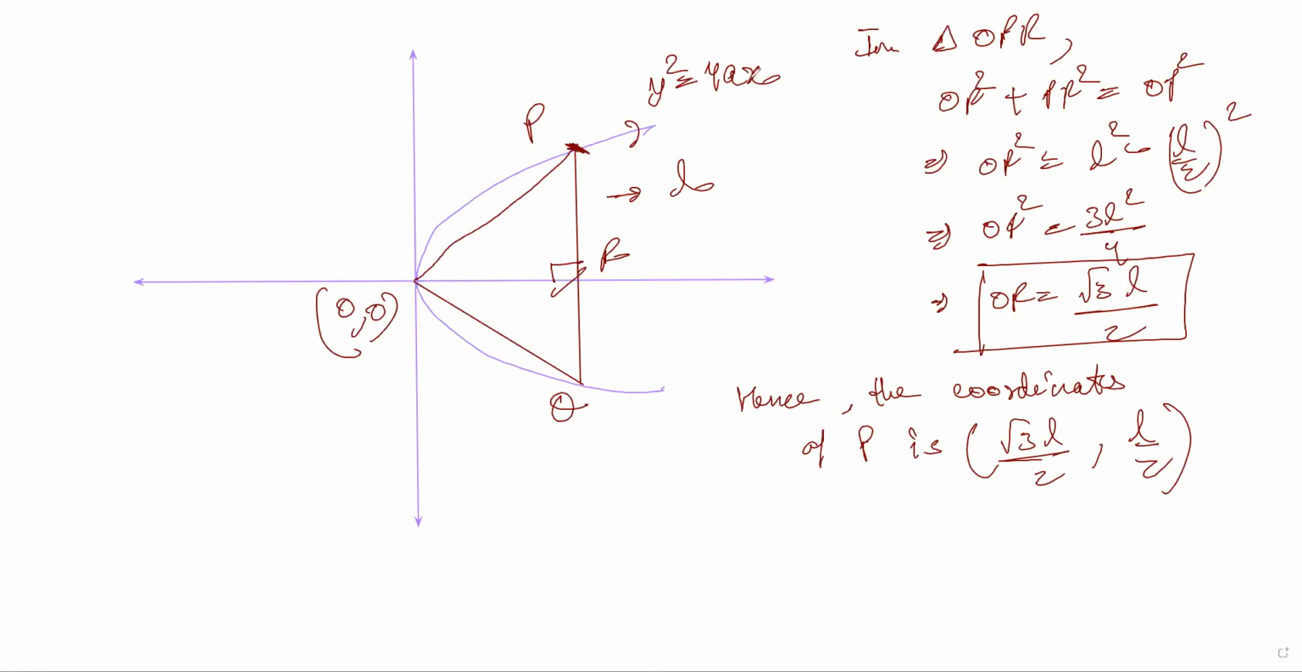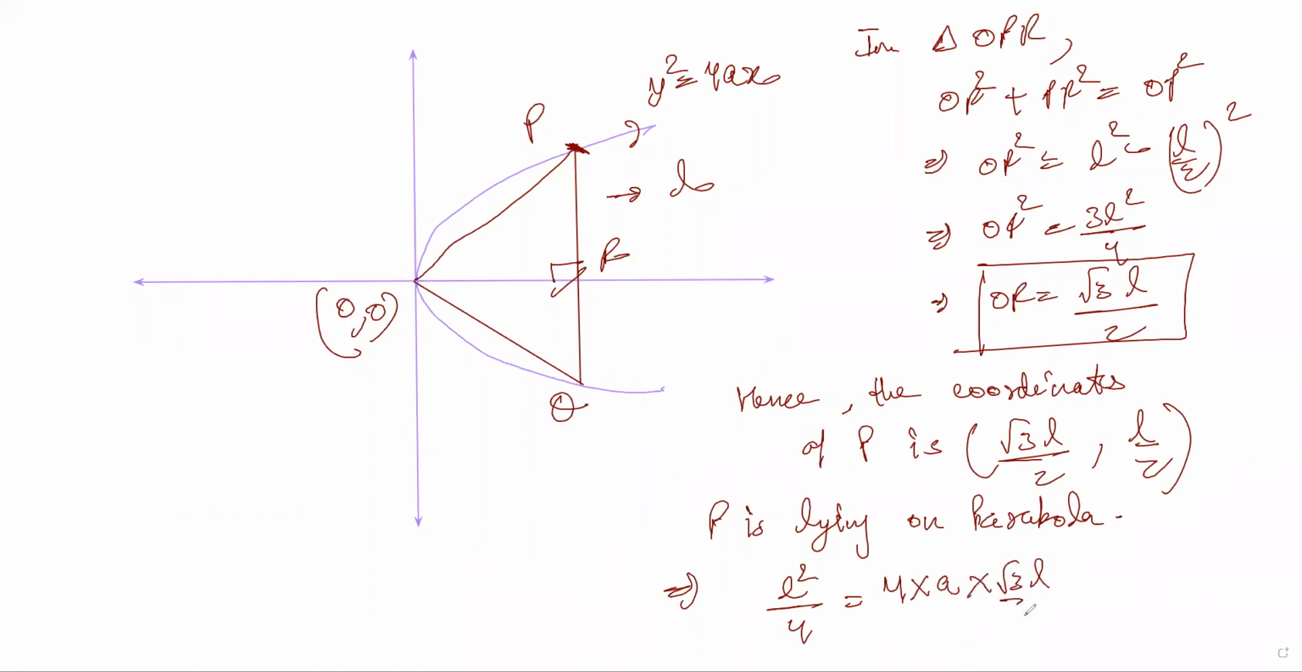And this point P is lying on the parabola. It implies that y square, which is L square by 4, is equal to 4 into a into root 3 L by 2. That cancels out one L. So it becomes L is 8 root 3 a.